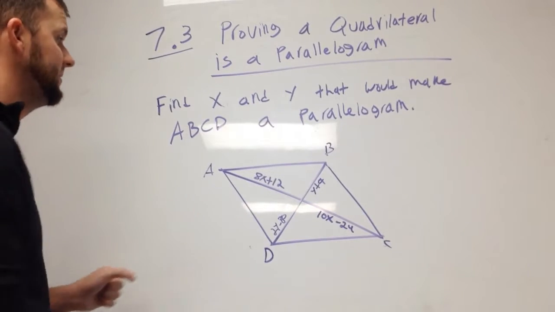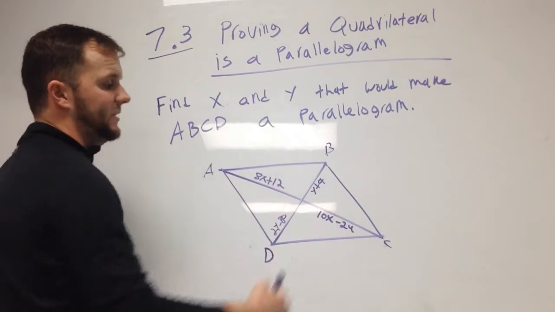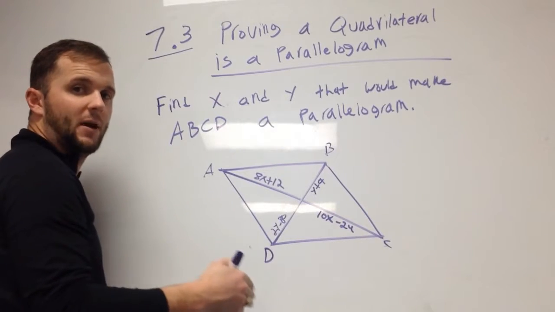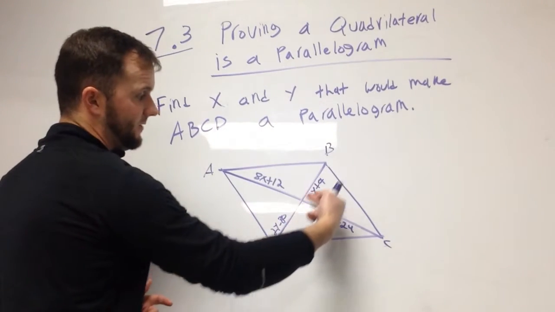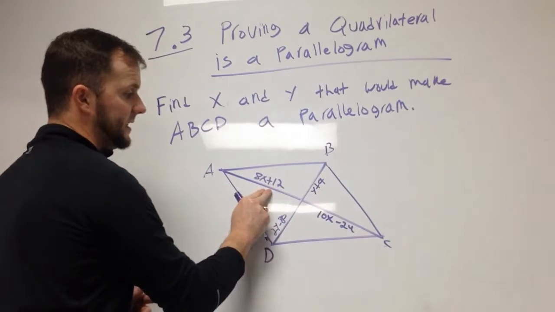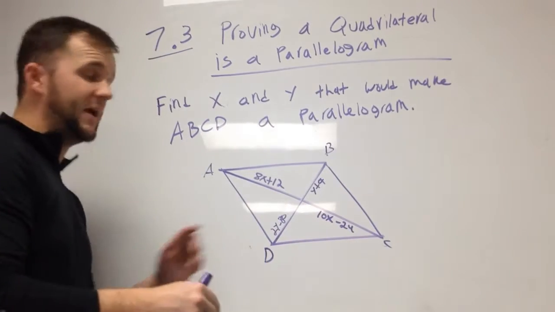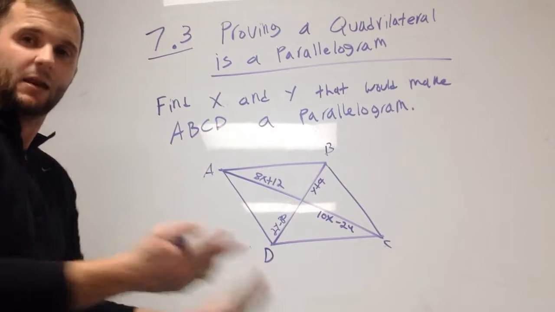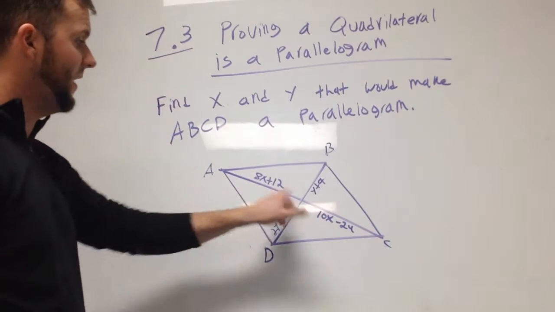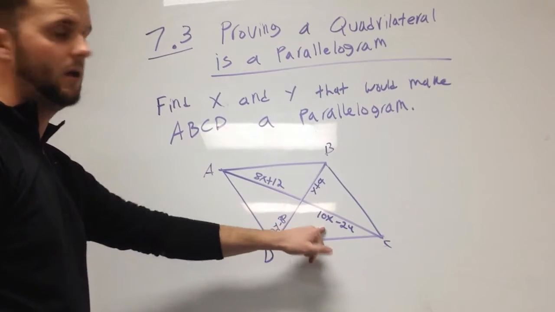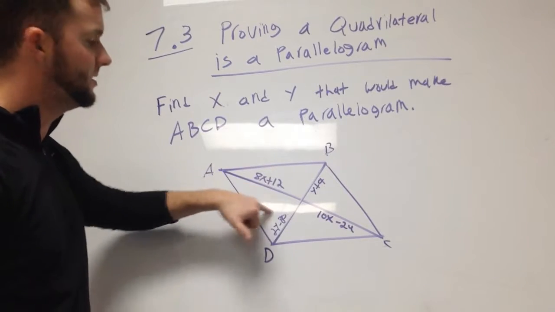7-8, and it basically tells us that these two lines would have to bisect each other in order for it to be a parallelogram. So that means this line would have to be congruent to this one, and this line would have to be congruent to that one. So I'm basically just going to take the equations, set them equal to each other, and find the value of x that would make these two congruent, and find the value of y that would make these two congruent.